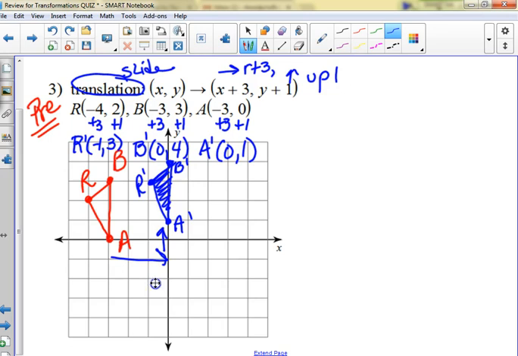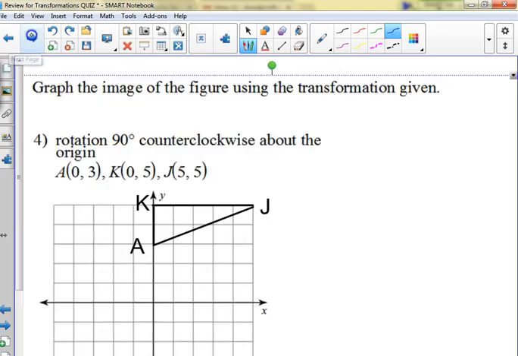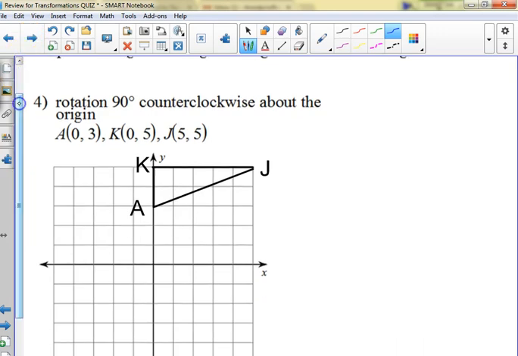Okay? Be real accurate on your graphs, and again, make sure you label everything. You do have to do both the pre-image and the image. All right, hopefully pause the video if you need to get caught up, but I'm going to keep going. All right, this is one even I have to look in my foldable. 90-degree rotation. So you have two different foldables on rotations.